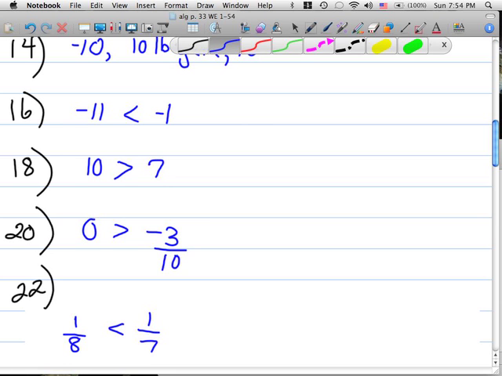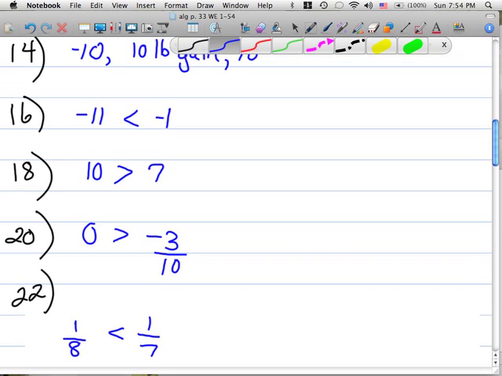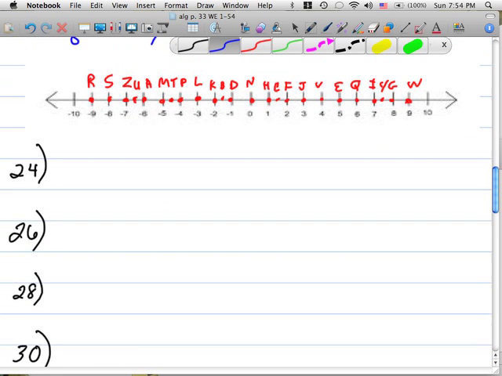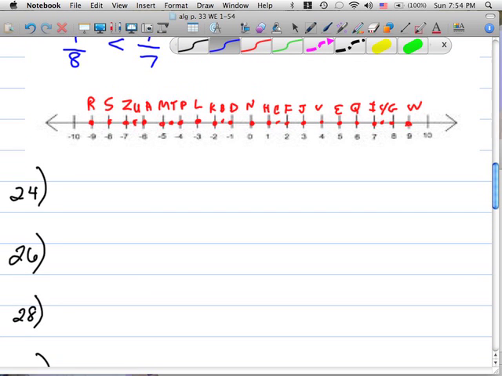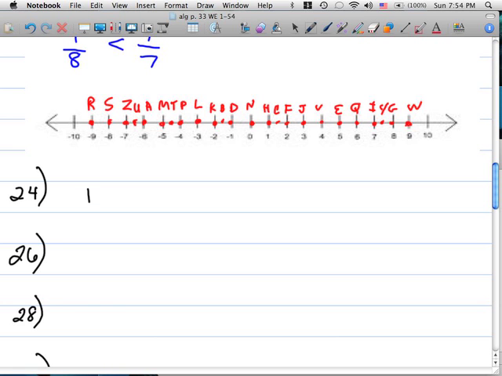The next set of problems list the letters of the points whose coordinates are given. So again, I copied the number line down, and you do not have to. Number 24, we have -4 and -5. So -4 is P, and -5 is M.